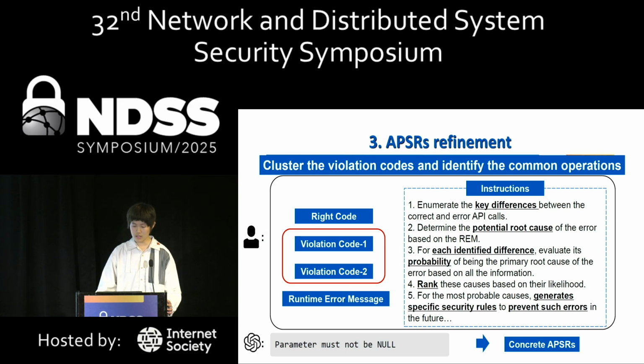To assist the LLM in identifying the key operations, GPT-8 provides runtime errors in the prompt. And there are slight differences in the prompt when a group only contains 1 violation code. For more details, please refer to the paper. As the figure shows, GPT-8 guides the LLM to analyze all the inputs step by step and then generate the APSR. The final APSR, "must not be null", is more concrete than the raw APSR.